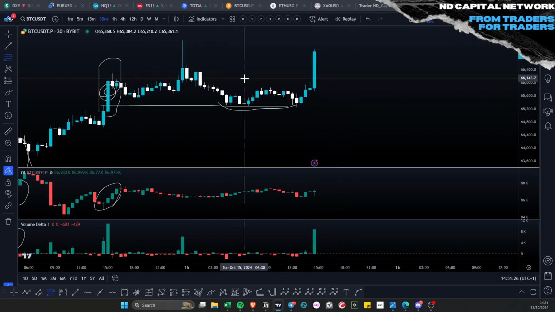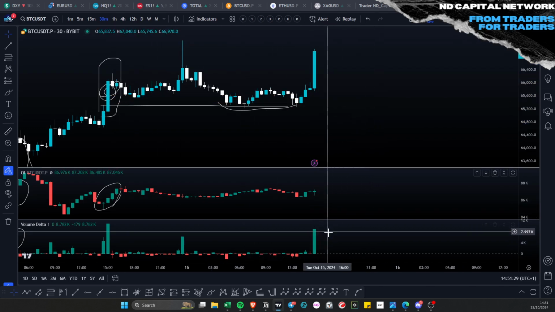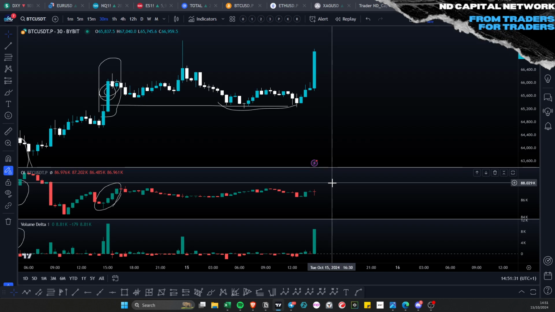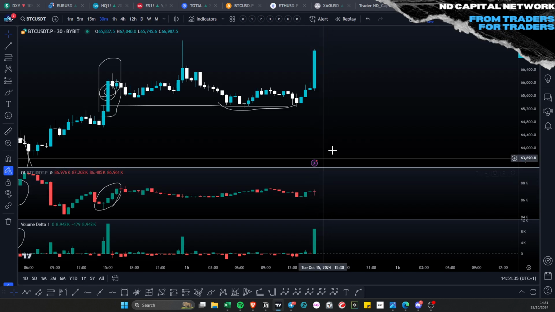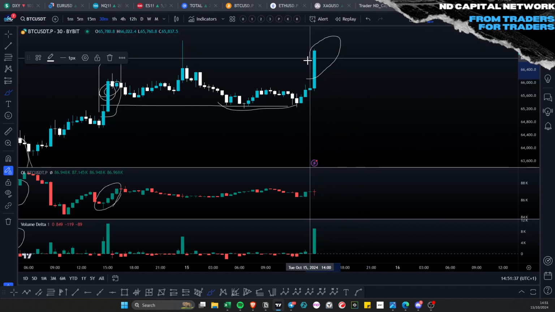Clear. Now, again, right now you're seeing lots of positive delta, and most likely you're going to get an open interest increase, but we have to see, because this is going to be another protection point.